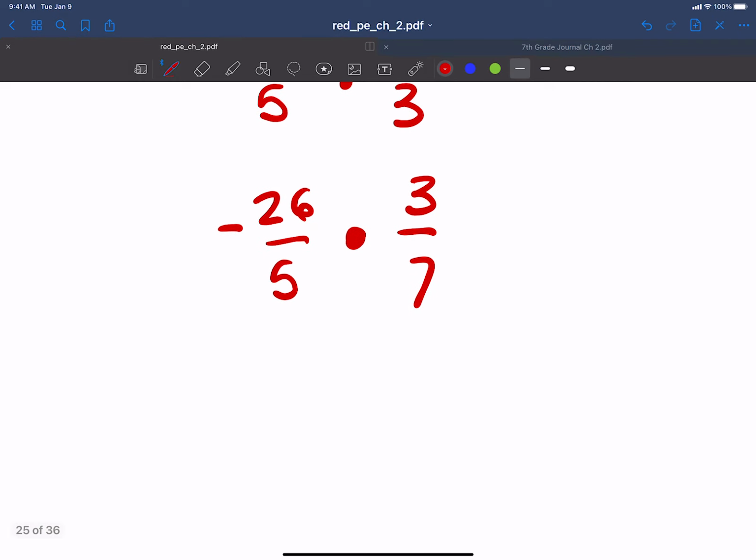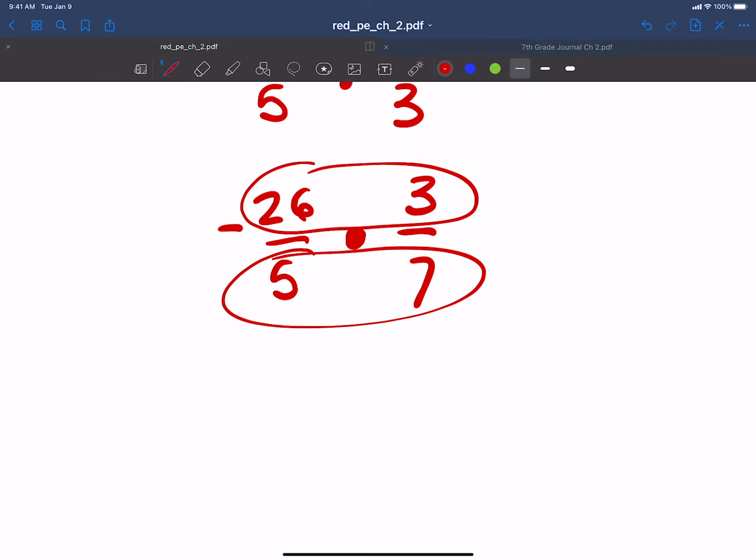Now, just like the other two examples we just did, multiply the numerators. What's 26 times 3? 78. 7 times 5 is? 35. And my answer is going to be negative. Are we still clear on that?